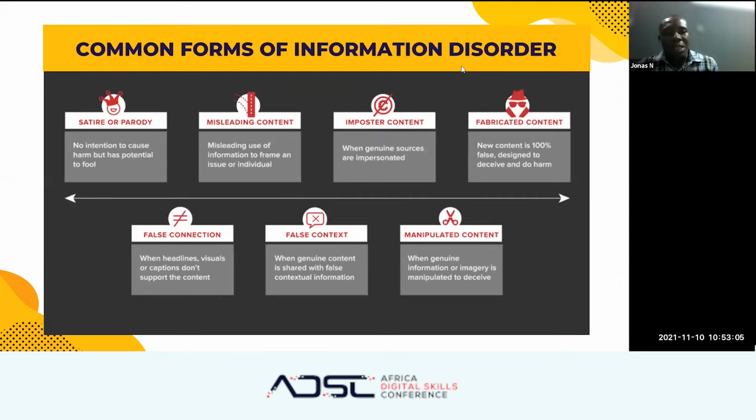Number 2 is misleading content. The typical example for this is the misleading use of information to frame an issue or an individual. They can post certain information, but the content has very misleading elements, and so it has a tendency of misleading people. So it's also an example.